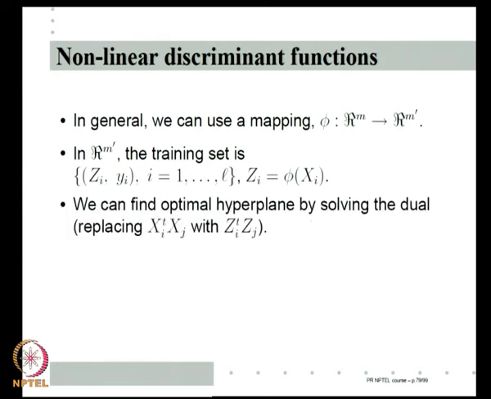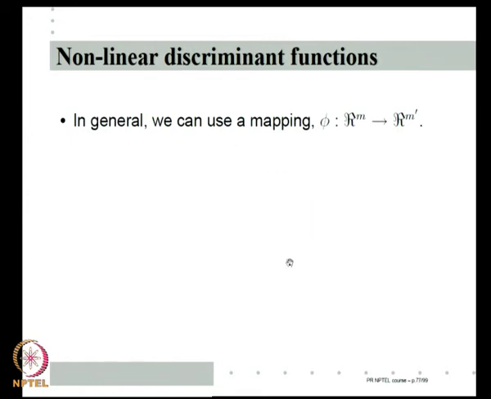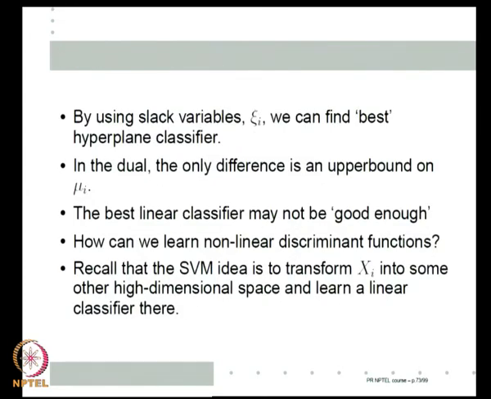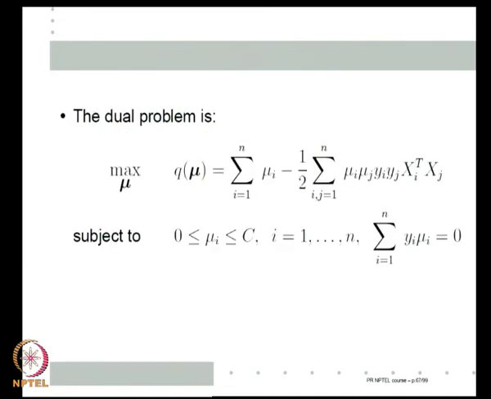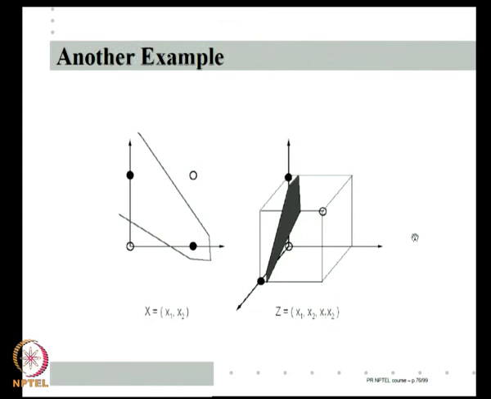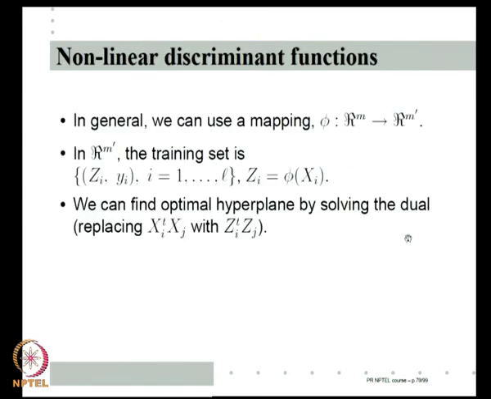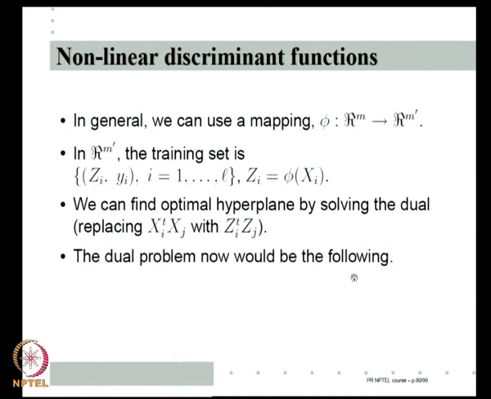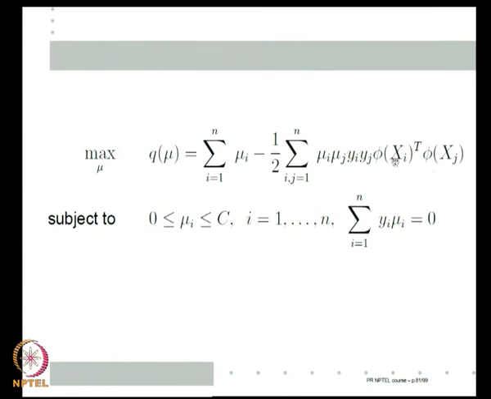So, we can find the optimal hyperplane by solving the dual. What was our dual? If I wanted to find the best linear classifier, this is what I have to solve, where xi and xj are the training patterns. Nowhere else do the training patterns appear. So, if I have transformed them to Zi's, I just replace xi transpose xj by Zi transpose Zj, that is all, or phi of xi transpose phi of xj. So, we can find the optimal hyperplane by solving the dual, simply replacing xi transpose xj with Zi transpose Zj. The dual problem will be what now? I just replace xi transpose xj with Zi transpose Zj, which is the same as phi of xi transpose phi of xj.